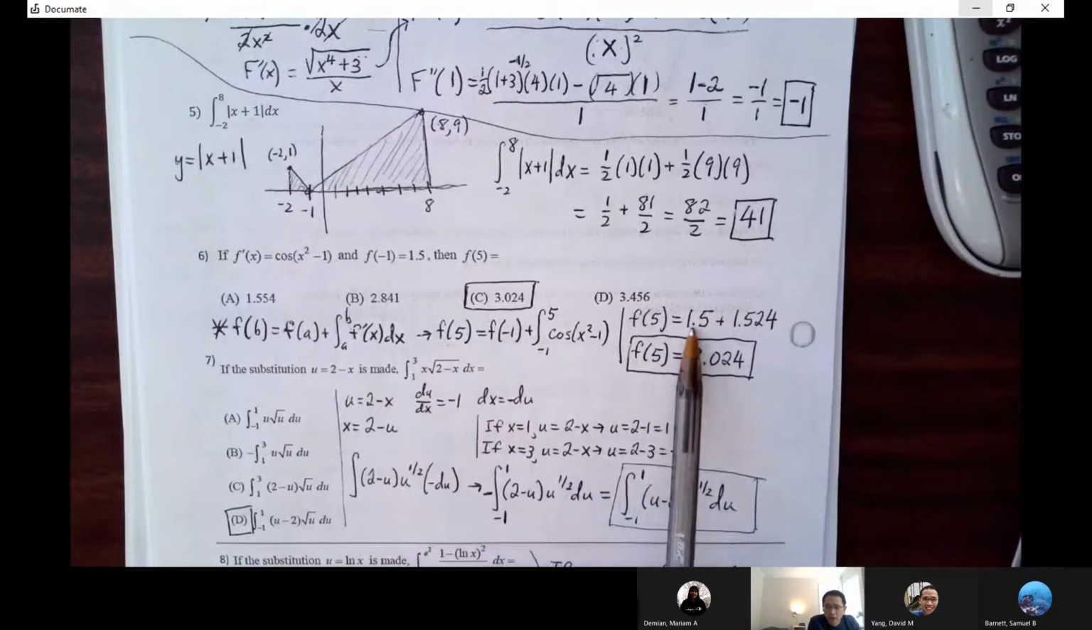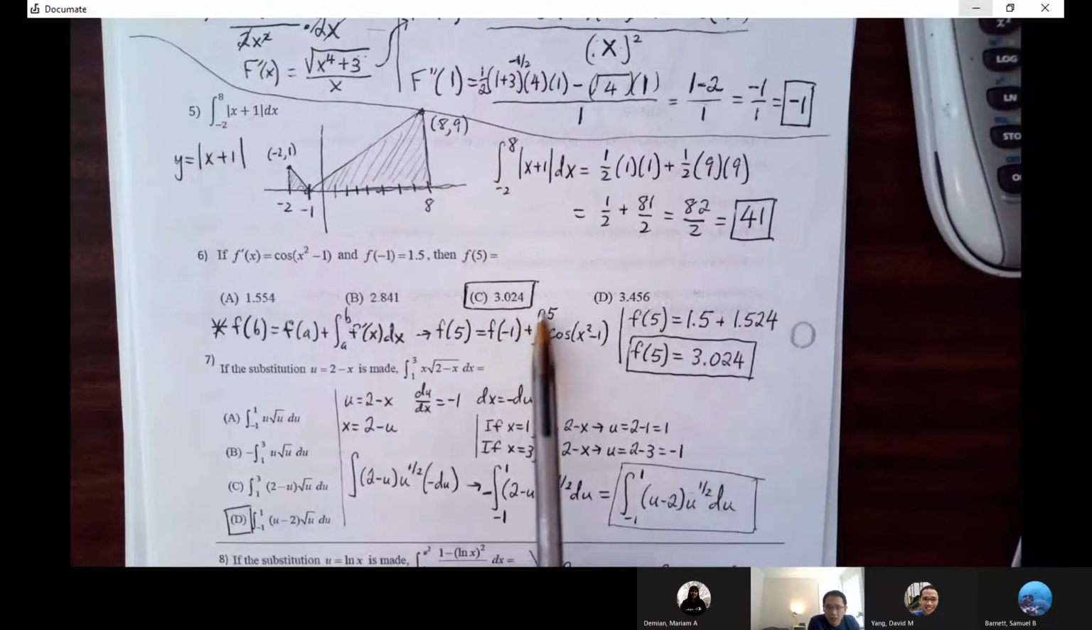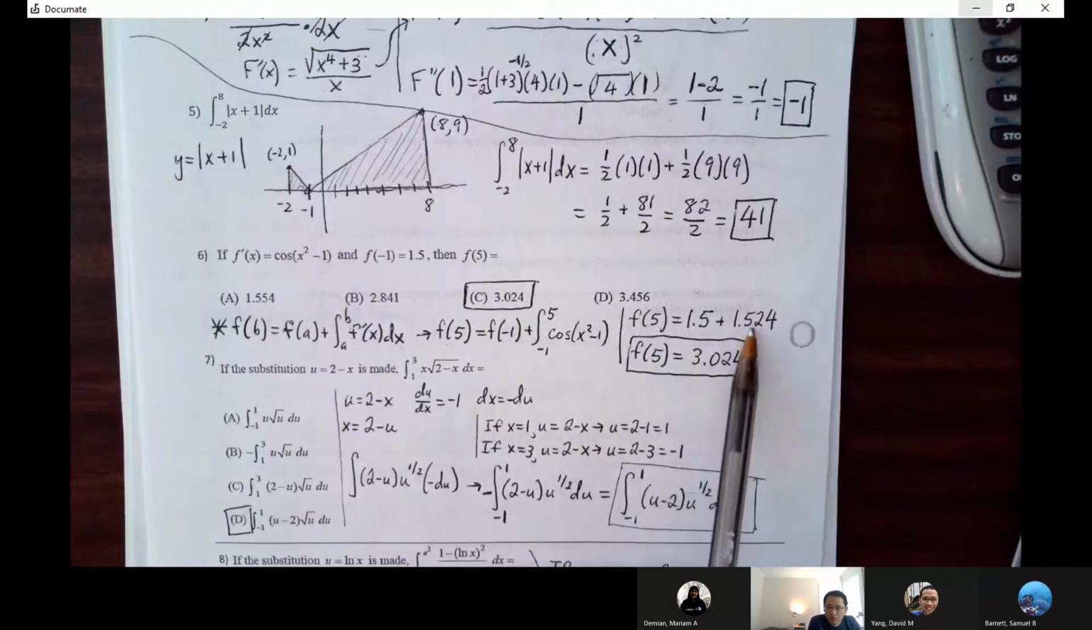So 1.5 is f of -1. Enter this in the calculator. That will tell me the progress I made, 1.524. I start here. I made this much progress. I end up at 3.024.